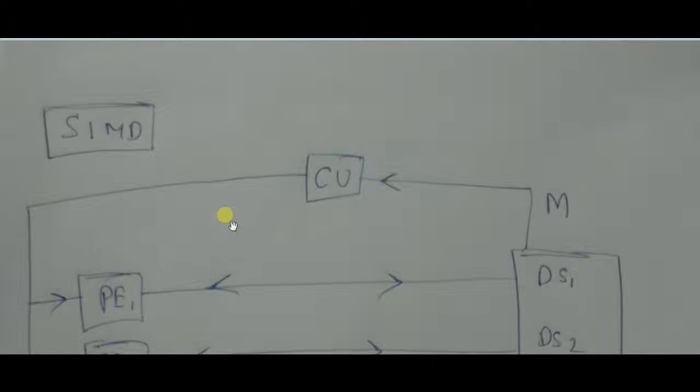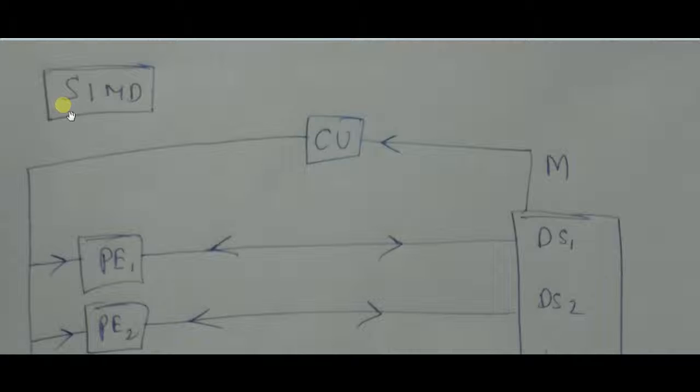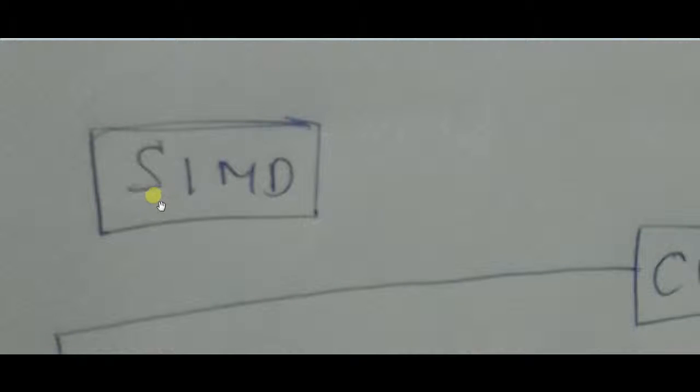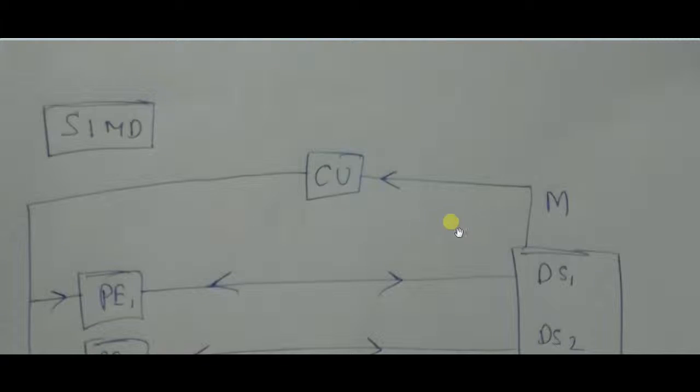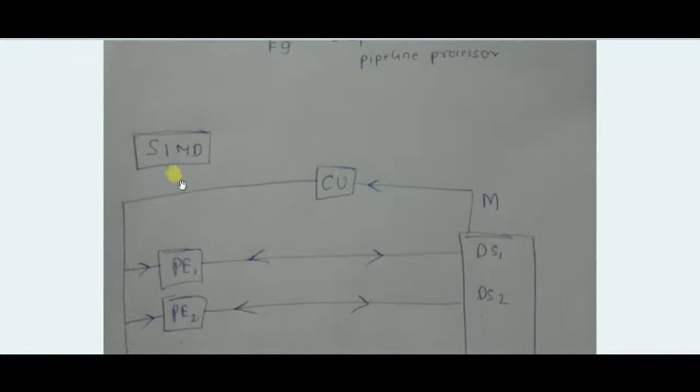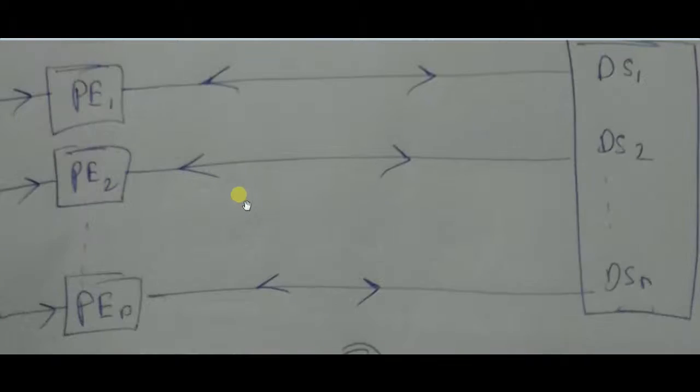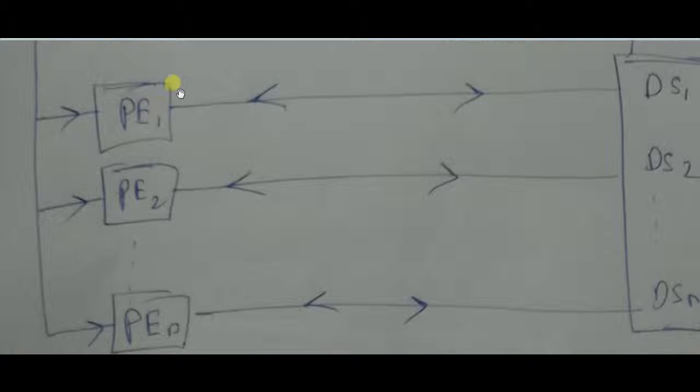Next architecture is SIMD, single instruction multiple data. What this means is there is only one CU. The one CU is here, and multiple data means there are multiple processing units. So these are the processing units. It starts from 1, 2, then goes on 3, 4, 5, 6 up to n. Suppose there are n processing units.